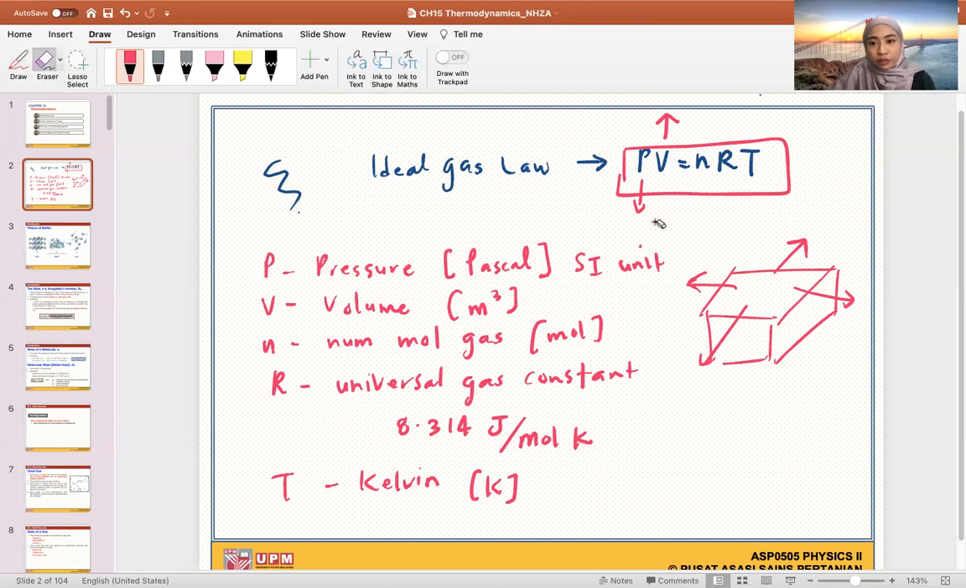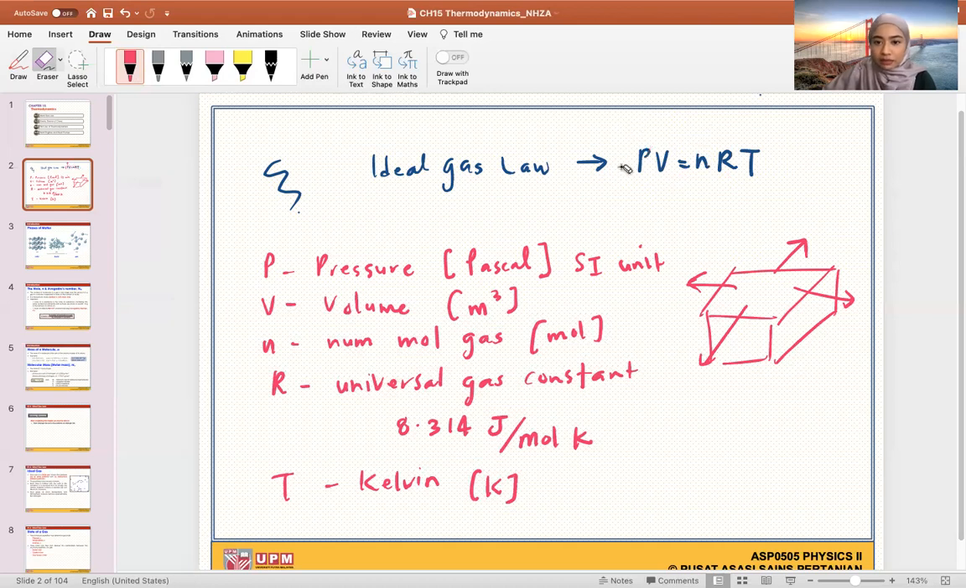So when you increase the volume, n is constant, R is constant, T we don't know if it's constant or not. So something has to change. It can be either P or T. It's the same case if you change P, something else has to change. If you increase P, V has to change or T has to change. You cannot change one state and expect the rest of the parameters to not change. So these changes follow the ideal gas law.